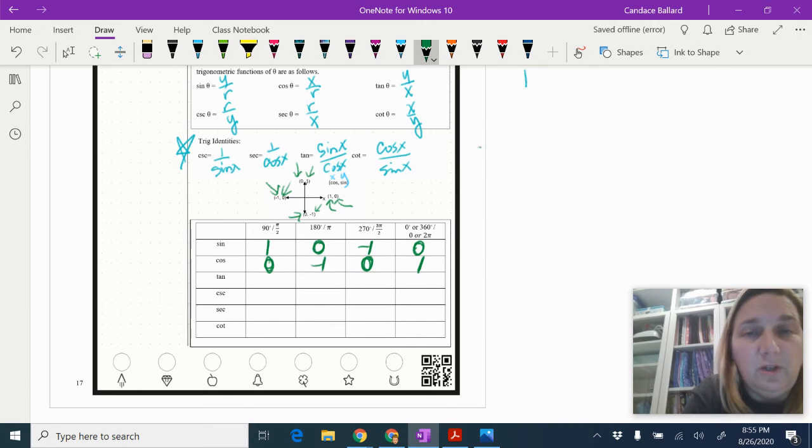Now, we're going to use these relationships to find the tangent, the cosecant, the secant, and the cotangent, because the only thing I can get from here is the cosine and the sine. I know this seems a little bit strange right now, you just got to go with it.